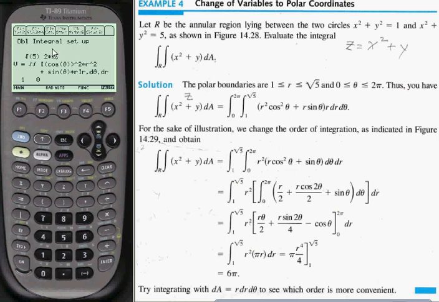And we're going to set up the integral. Here's 1 and square root of 5. Here's 0 and 2 pi. Here's d theta dr. Okay, so this is all compacted in one screen for you, which is the difficult part of programming.